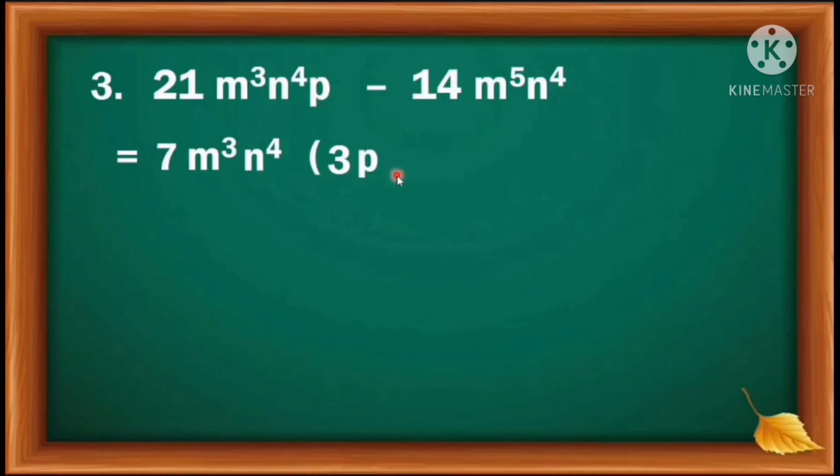And then minus 14 divided by 7, that is equal to 2. M raised to 5 divided by m raised to 3, that is m squared. N raised to 4 divided by n raised to 4, that is equal to 1. So hindi na natin siya isusulat. So the factor of 21m cubed n raised to 4 p minus 14m raised to 5 n raised to 4 is equal to 7m cubed n raised to 4 times the quantity 3p minus 2m squared.